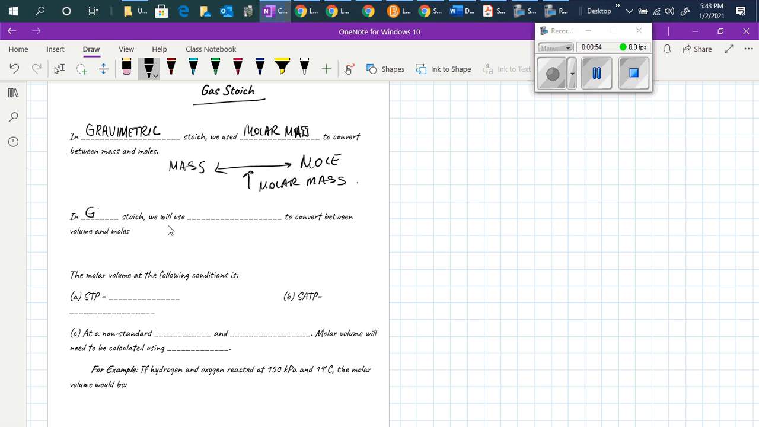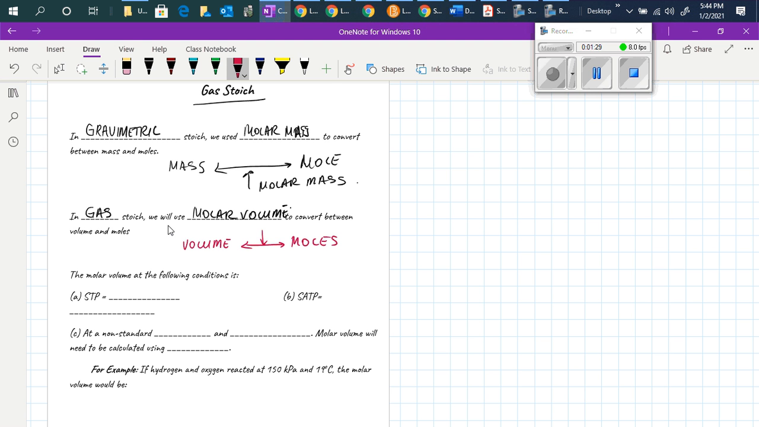In gas stoich, what we will use is molar volume. So when we have volume to moles, we will use molar volume. Okay. Now, there are 3 conditions that we have to take into consideration.